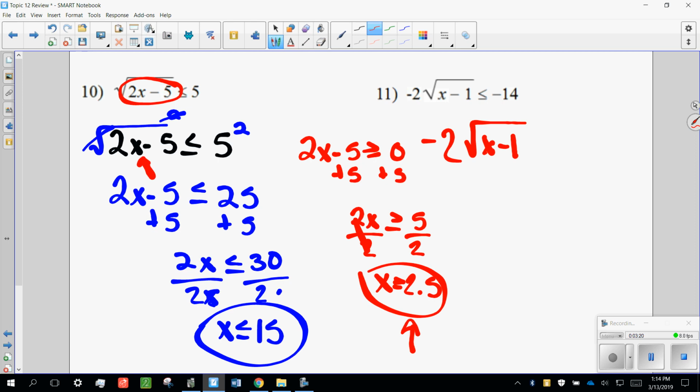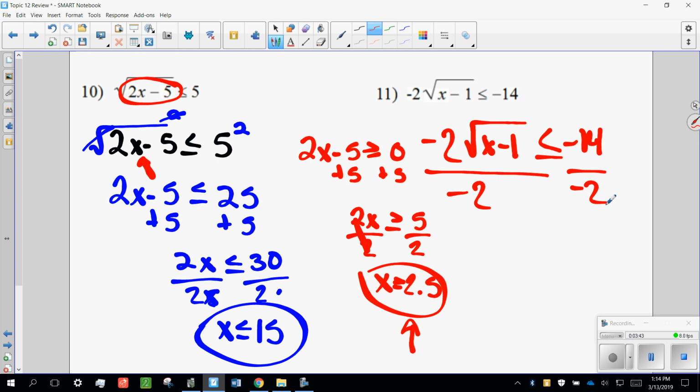Okay, so less than or equal to negative 14. How are we going to get that square root sign by itself? That radical. Divide by negative 2. We have to think about what operation is being done between the negative 2 and the square root. They're being multiplied, so we have to do the opposite of multiplying, which is to divide.